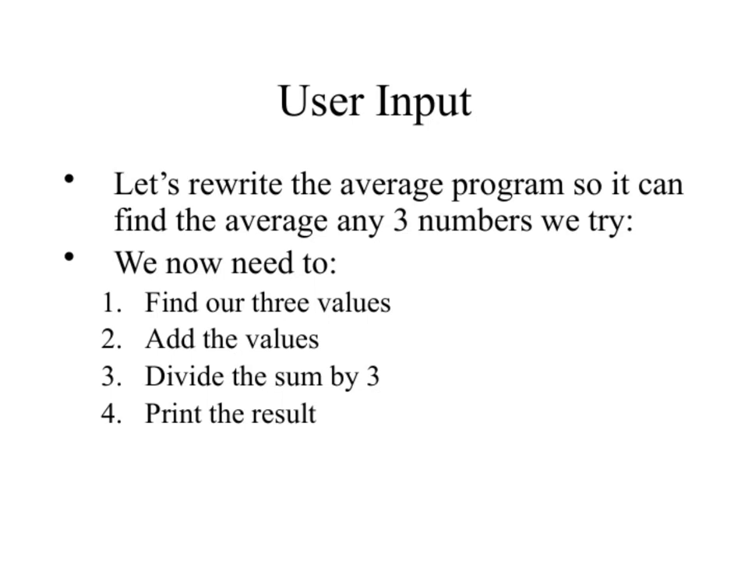Now, let's think about how we can modify our program so it can find the average of any three numbers we choose. The key here is flexibility. Instead of hard-coding specific values, we want the program to work with whatever numbers the user provides. To do that, the first step is to find our three values. We'll ask the user to input each number one by one.